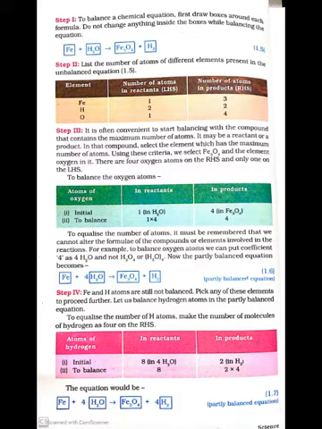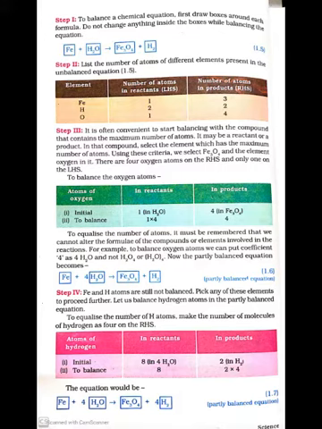First, in H2O, 4 in Fe3O4. Second, to balance, 1 into 4 in product 4. To equalize the number of atoms, it must be remembered that we cannot alter the formulae of the compounds or elements involved in the reactions. For example, to balance the oxygen atom, we can put coefficient 4 as 4H2O and not H2O4.